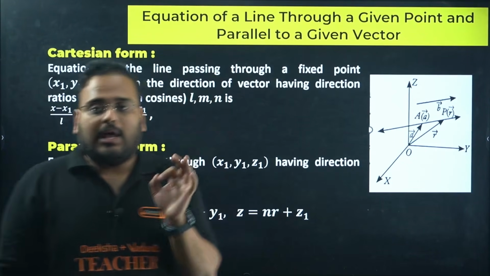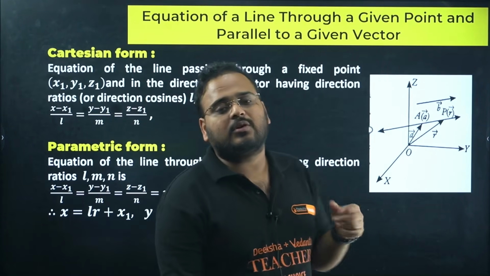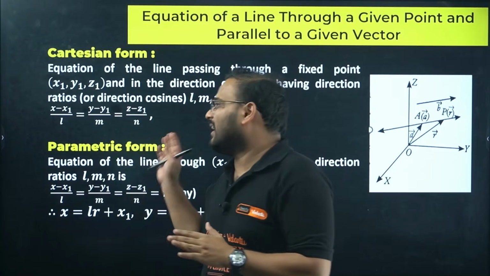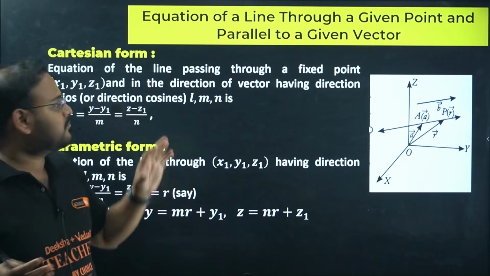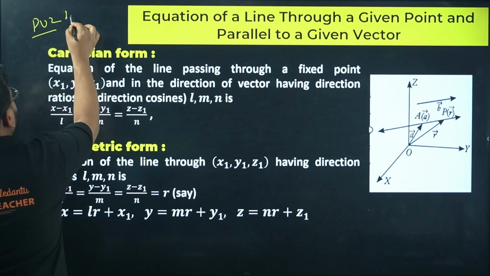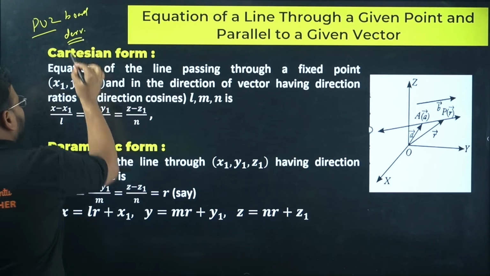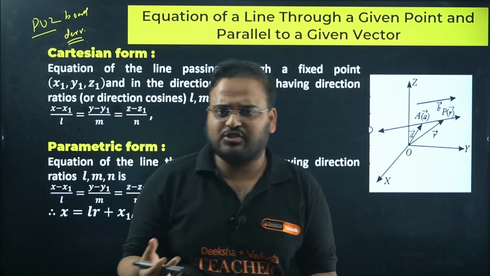Now, the equation of a line through a given point. I was talking about this in the beginning: this derivation can be asked in your PU2 boards. PU2 boards ask the derivation, and in the KCET you don't have the derivation, but you have questions on this, of course.